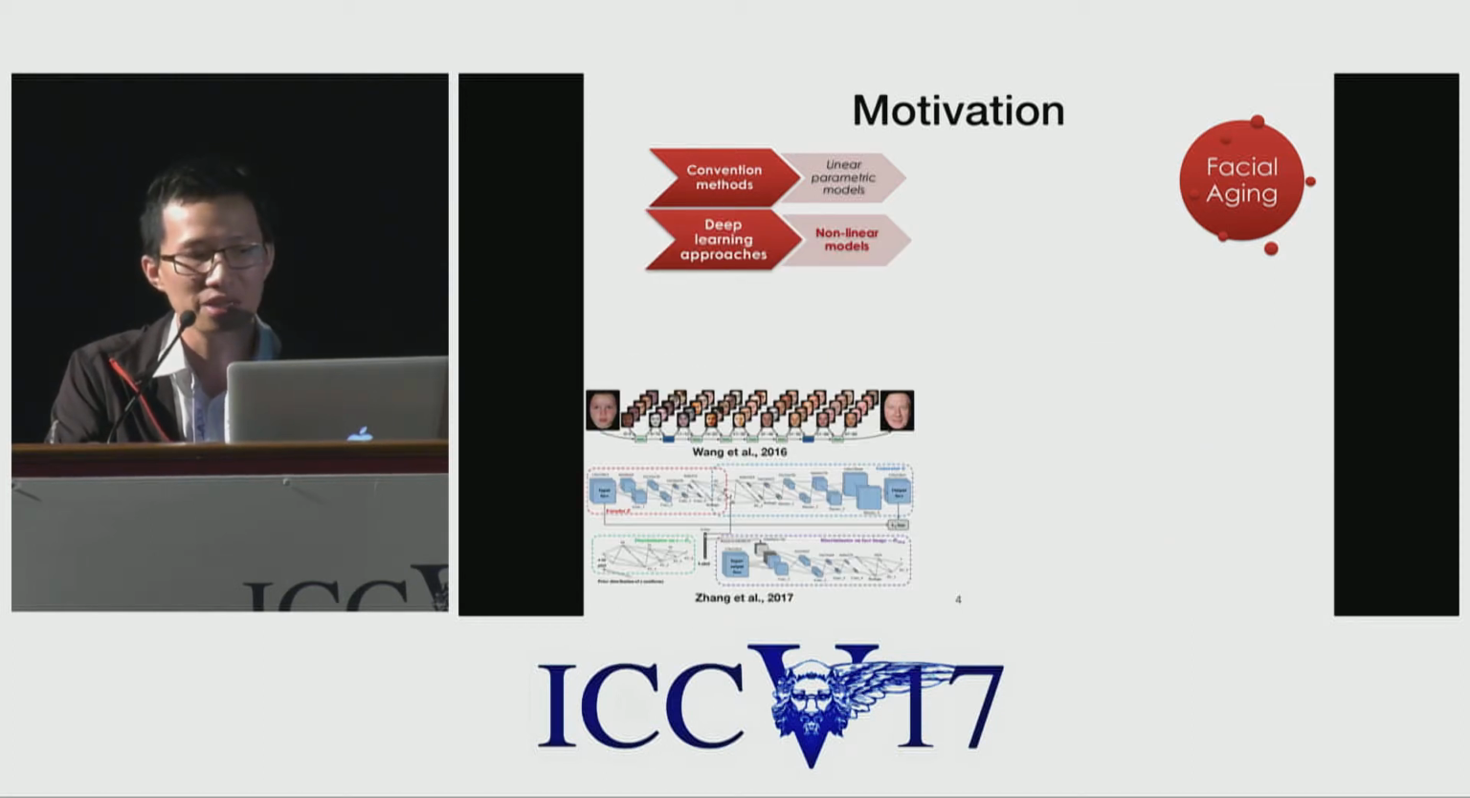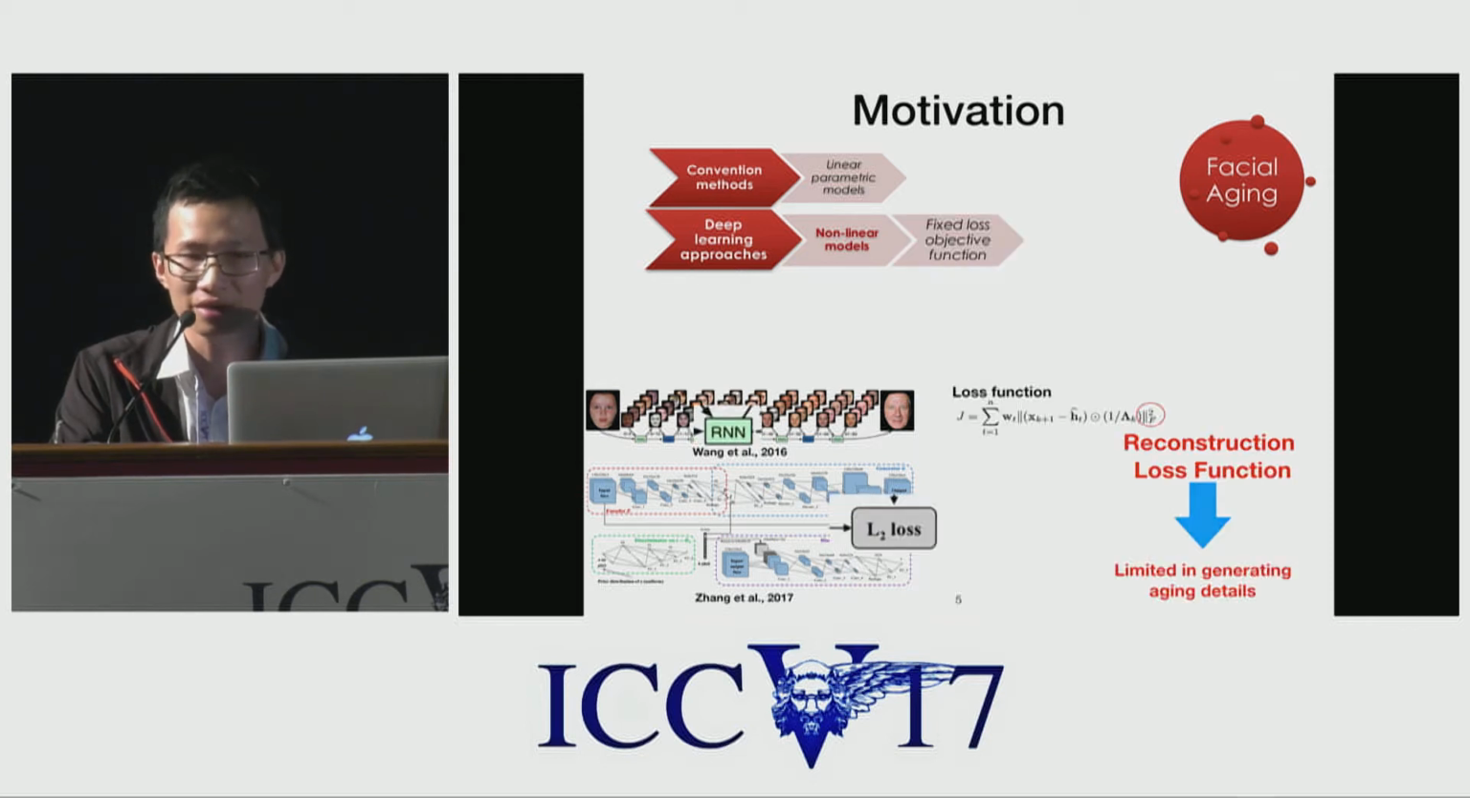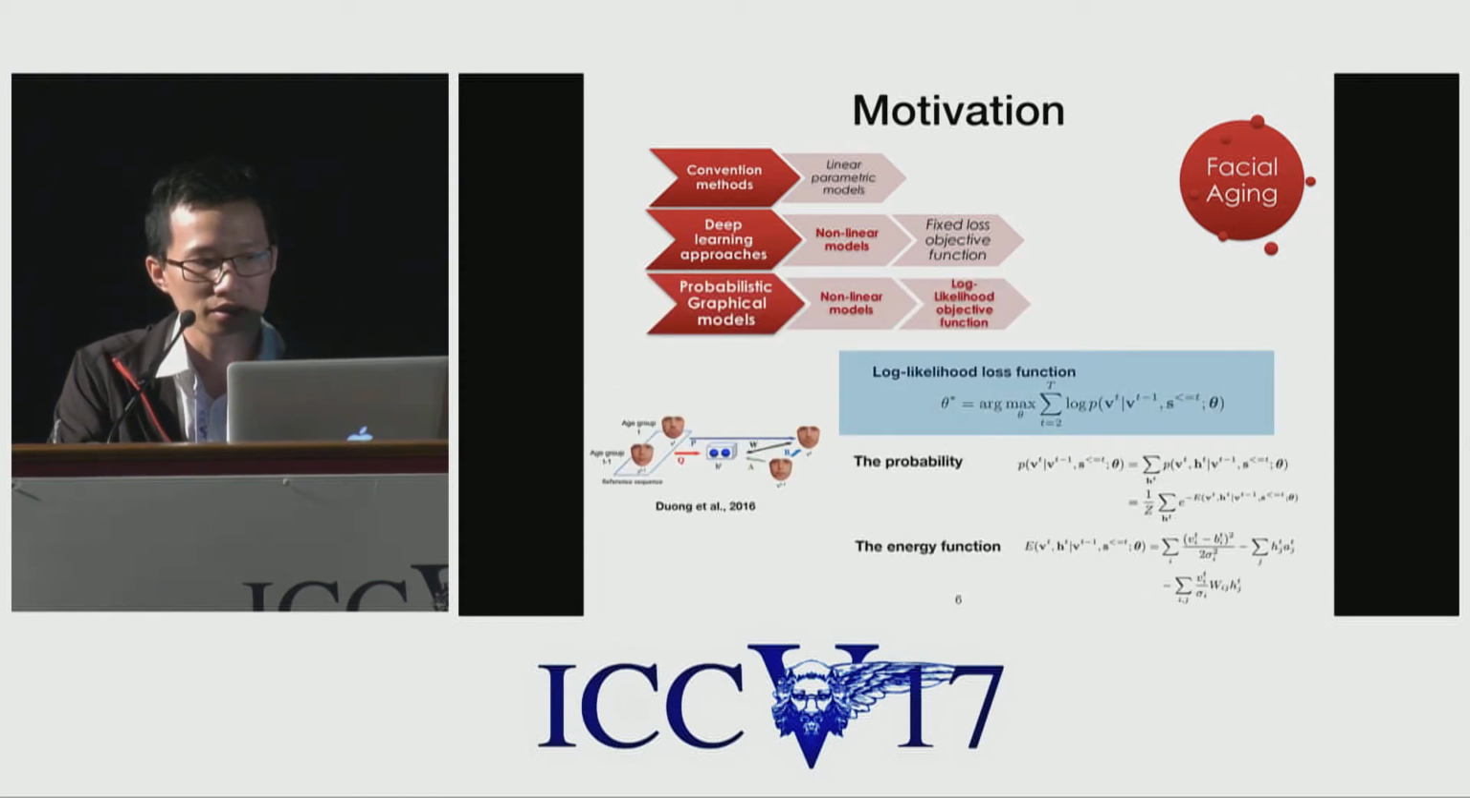The second family of approaches is deep learning based. In this method, they use a nonlinear model to represent the face structure. However, it is still limited in reconstruction because they use a fixed loss objective function. Therefore, they are still limited in generating the aging details. The third approach is the probabilistic graphical model. They use nonlinear models and log likelihood in the objective function to give good reconstruction. However, this family is intractable and hard to use.